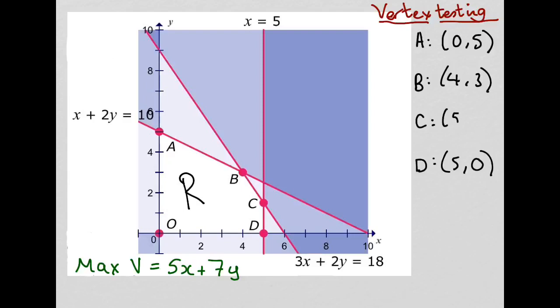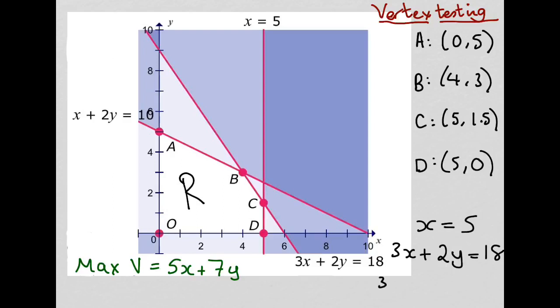I'm going to write it down because I know it's 1.5. However, if I was doing this in the exam, I'd check it. And the way we check it is, look at the inequalities that have made that point. So what's made that intercept there? So the two equations are x equals 5 and 3x plus 2y equals 18.